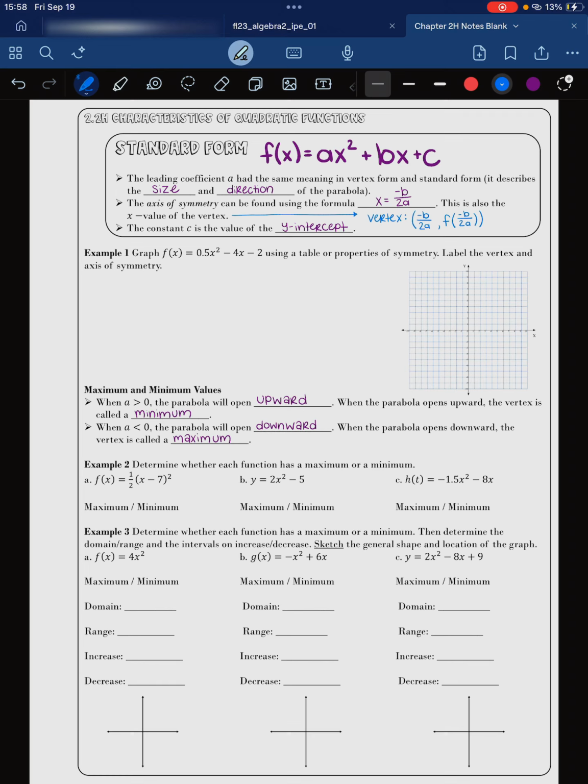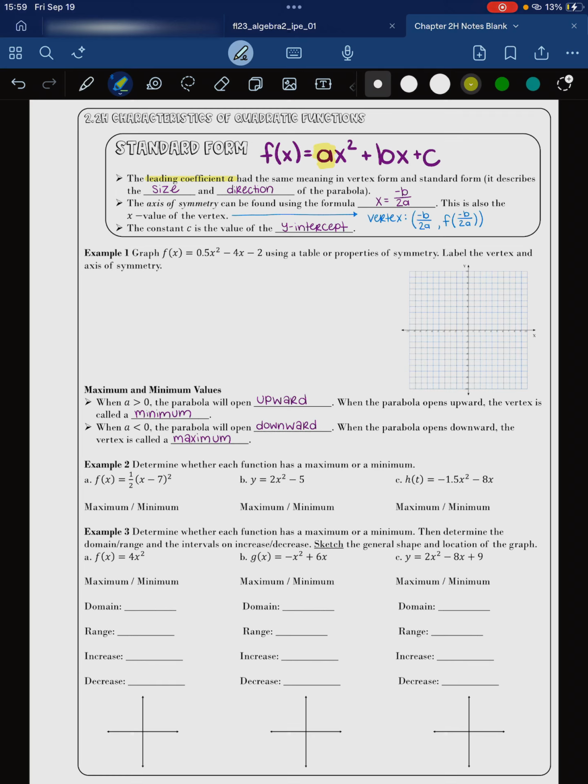So in standard form, you can see that we have three terms. The first term is always going to be our highest power, or that x squared term. And what's most important for you to recognize in all of these forms is that this a value that we saw in vertex form and we will see again in factored form, it means the same thing in every single form, and that's why we use the same letter for it. So that leading coefficient a is always going to determine the size and the direction of the parabola.